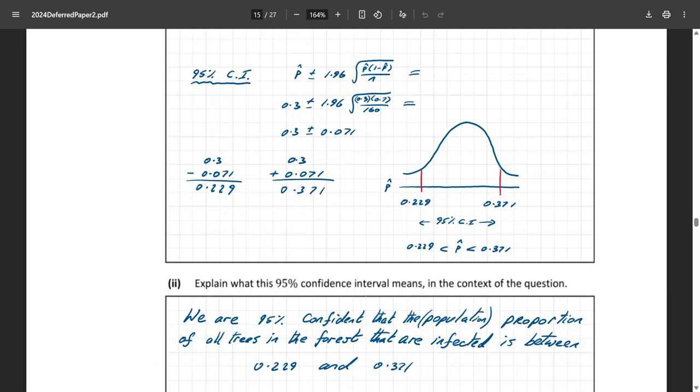The last part of it is simply, what does all this mean? What's the meaning of what we just worked out? Always in these questions, you're kind of working blindly. You've got this sample, and you're doing your best with it. You don't know what the right answer is for all the trees, but you're hoping that the answer you get for the sample is going to be accurate to predict what's happening with all the trees. So what it actually means is, we're 95% confident that the population proportion, in other words, in all the trees, the amount of trees infected is between 0.229 and 0.371. That's what this is all about, inferring or making a prediction about all the trees in the population based on the sample that you have.